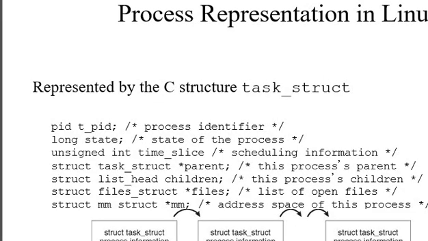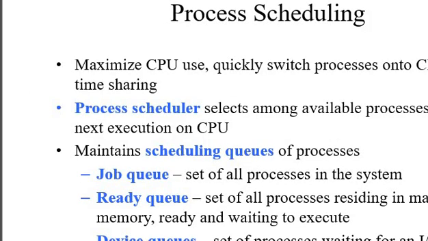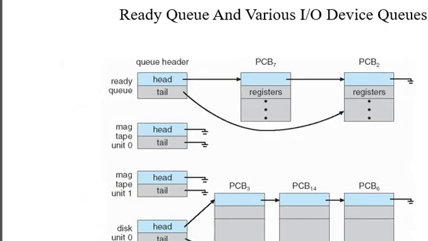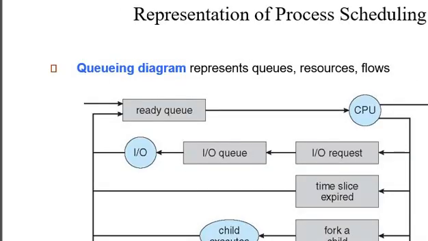So in the process representation in Linux, we have scheduling programs: process scheduler, job queue, ready queue, and various I/O queues, which are represented by using the registers, the head and tail. The queue header will be executed as a queue, head and tail, for the registers and so on. This PCB will be executed as per the norms.